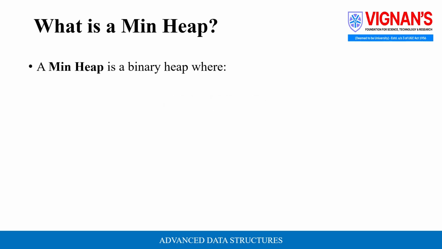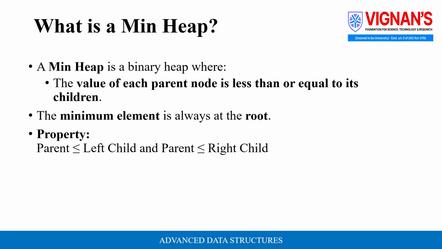Let us discuss min heap. A min heap is a type of binary heap data structure. In a min heap, the value of each parent node is less than or equal to the values of its children. This means that for every node in the heap, the parent is smaller than or equal to the left child, and the parent is smaller than or equal to the right child. Because of this property, the minimum element is always stored at the root of the heap.